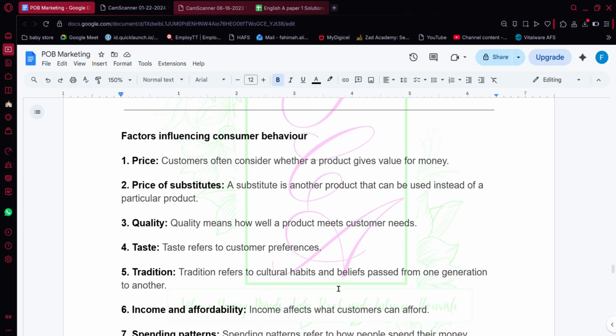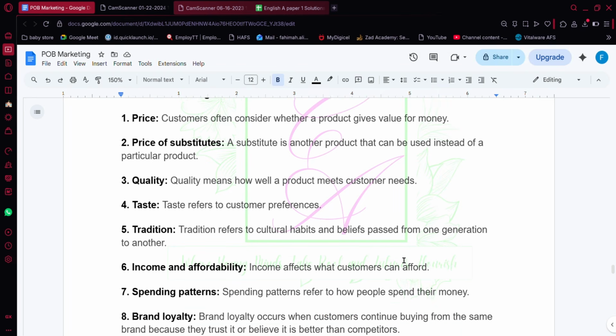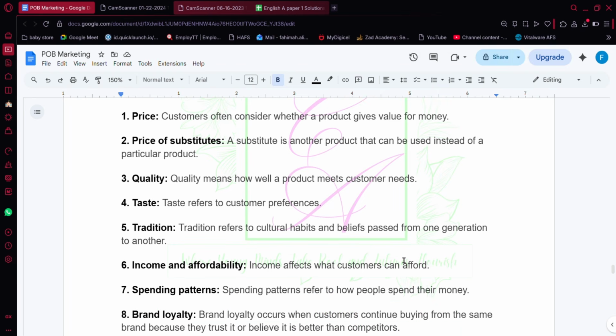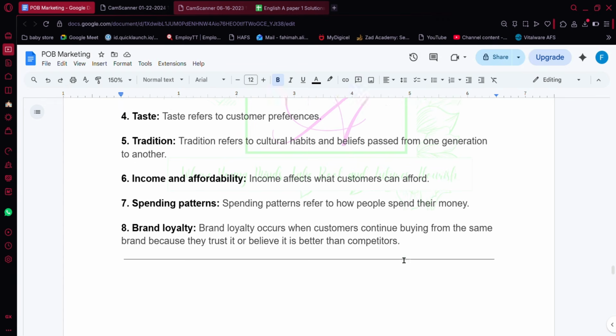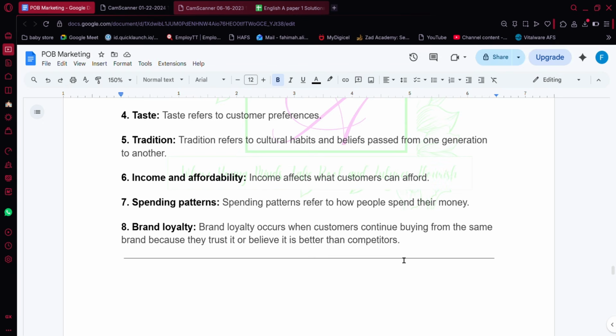Price of substitutes. A substitute is another product that can be used instead of a particular product. Quality means how well a product meets customers' needs. Taste refers to customers' preferences. Tradition refers to cultural habits and beliefs passed from one generation to another. Income and affordability affects what customers can afford. Spending patterns refer to how people spend their money.